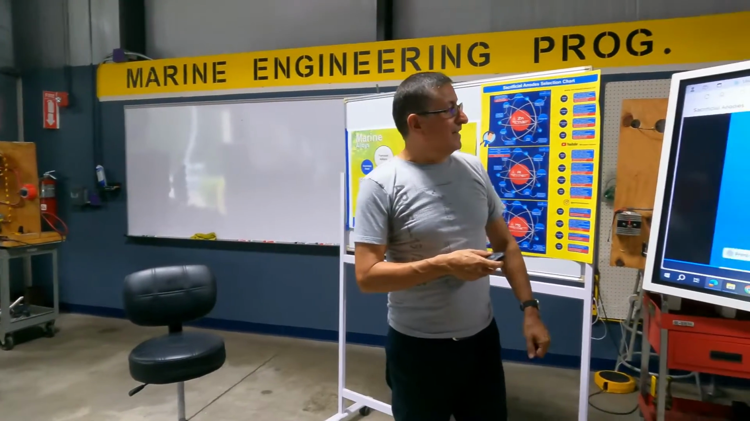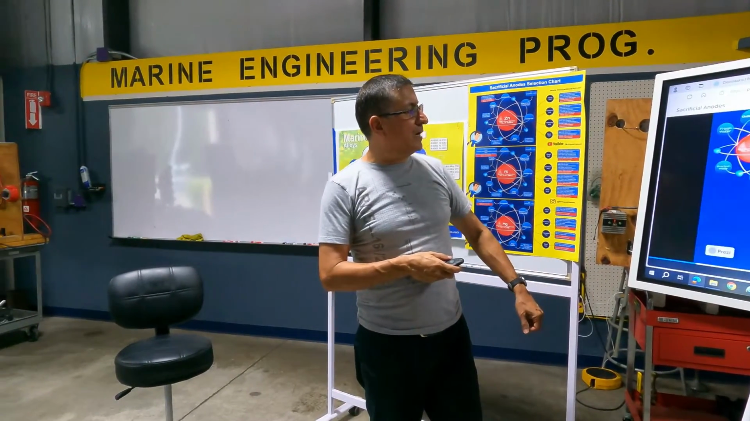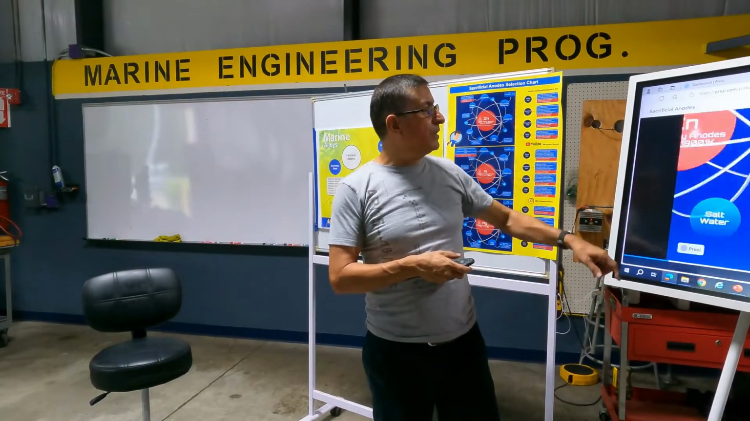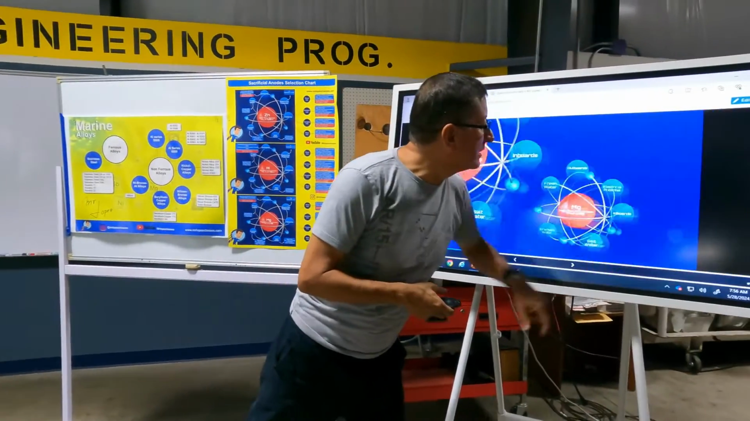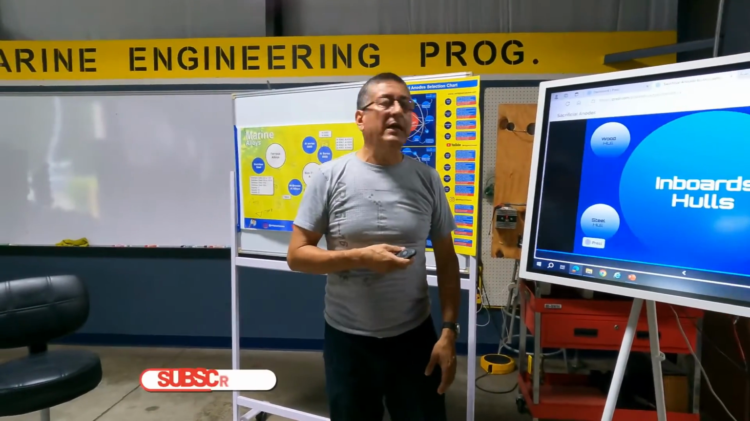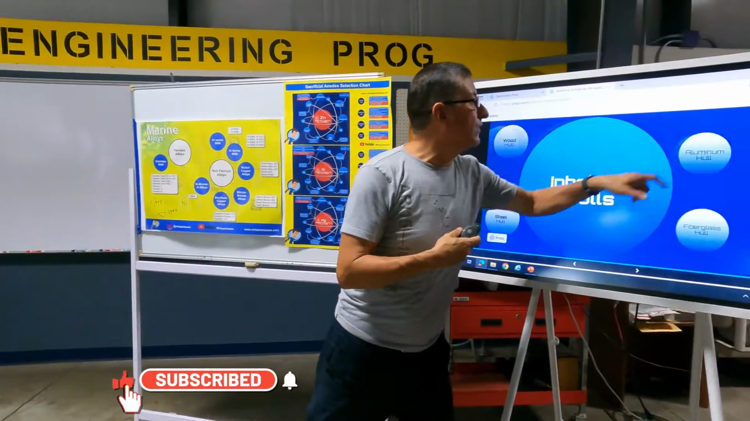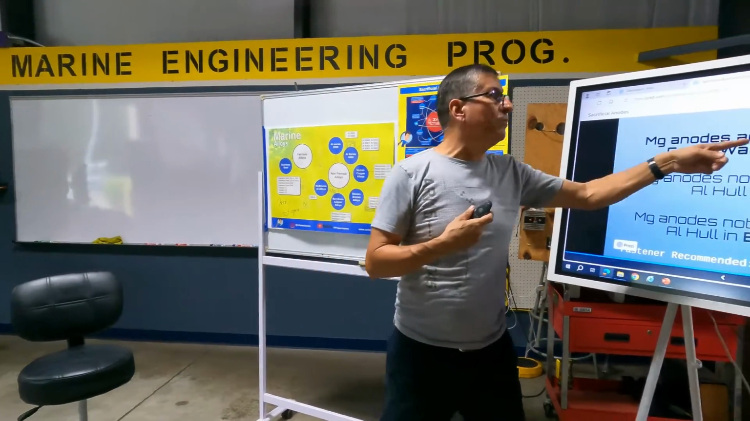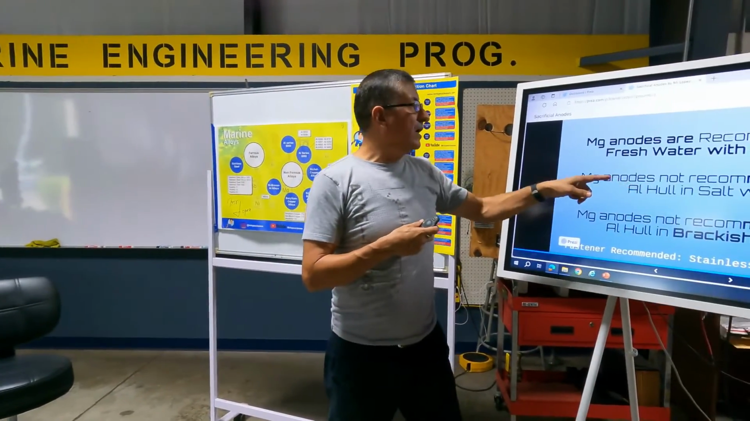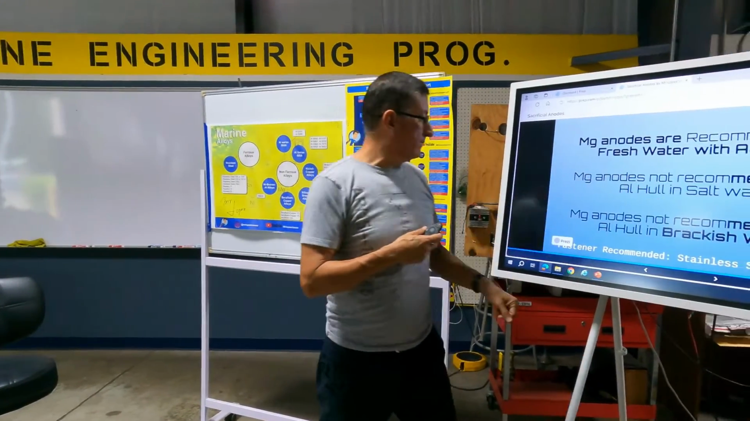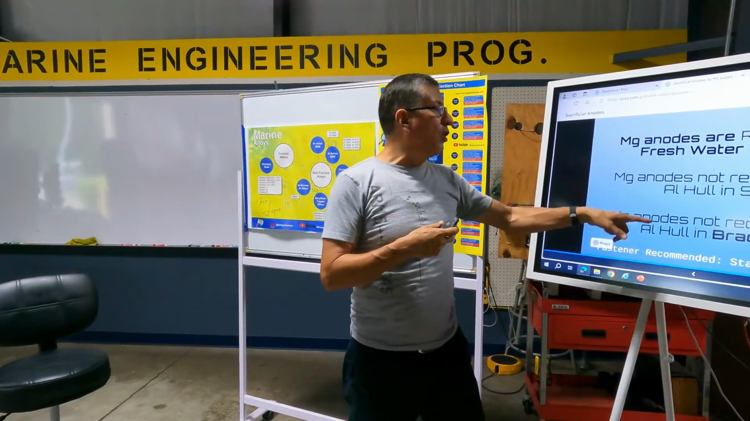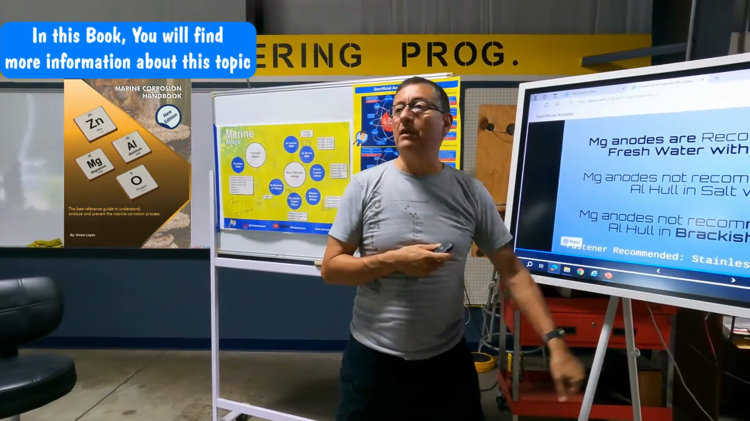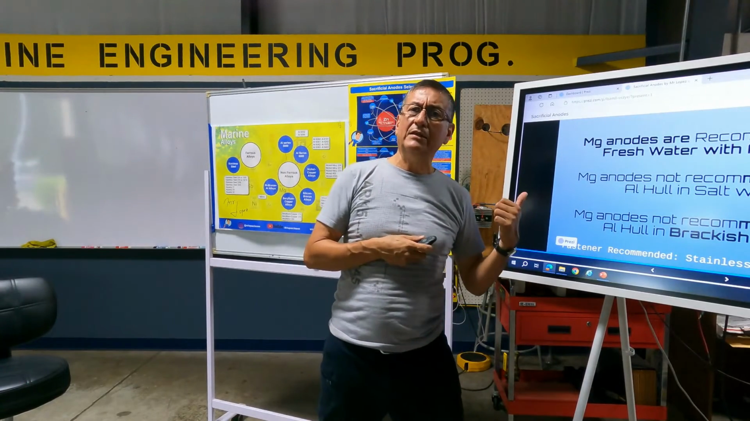Nice. Let me check, guys, I was talking about zinc. Now we are going to talk about magnesium. What happened with magnesium in inboards? In inboard, it depends on the hull, once again. Okay, what about if the hull is in aluminum? Magnesium is recommended in fresh water with aluminum hulls. Recommended with the aluminum hull in salt water. Not recommended with aluminum hull in brackish water. And the fastener, stainless steel. Marine grade stainless steel. You like the presentation, guys?